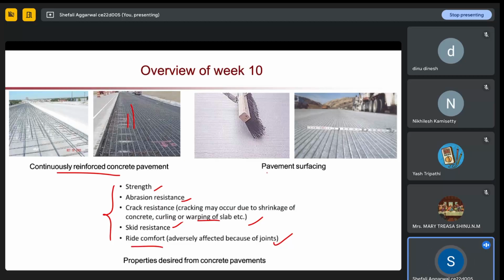So in rigid pavement itself, further at the top surface we will do the surfacing procedure. Why are we doing surfacing? Like in this case they are using a broom to provide a surface, and in this case this is called tining. This is called tining. So why are we providing this? Mainly to have the skid resistance property of our concrete pavement.